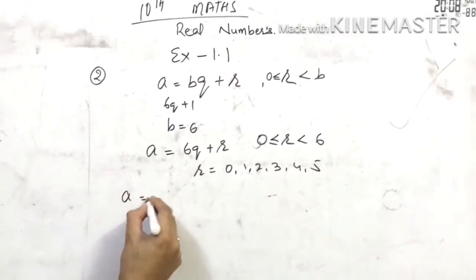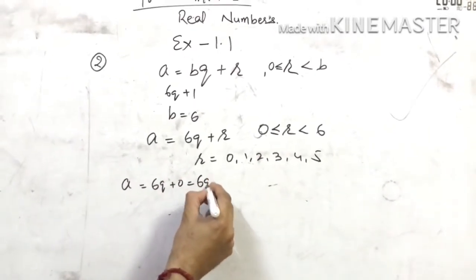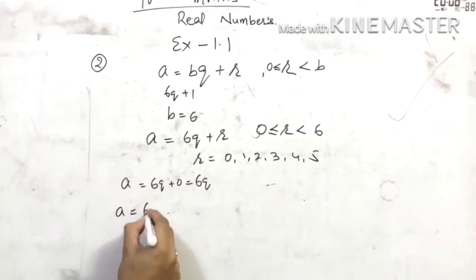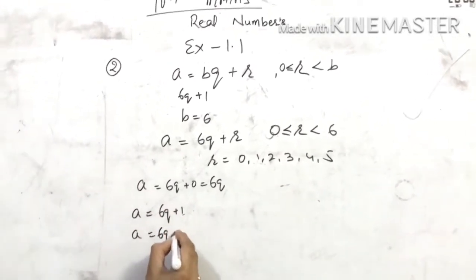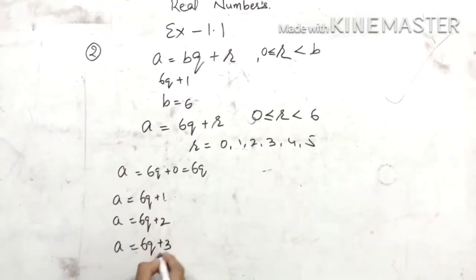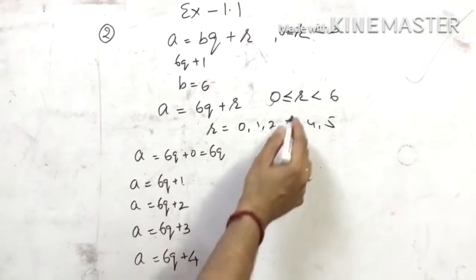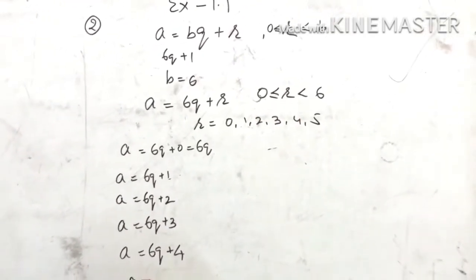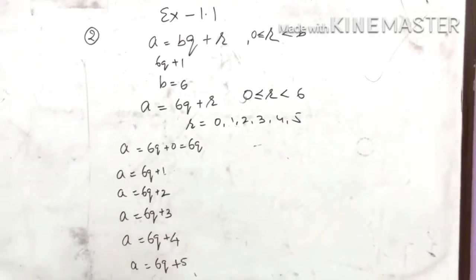That means you are having a is equal to 6q plus 0, that is 6q. Second number will be 6q plus 1. Third number will be 6q plus 2. Fourth number will be 6q plus 3. Fifth number will be 6q plus 4. Change the value of r every time. Now these are the numbers.